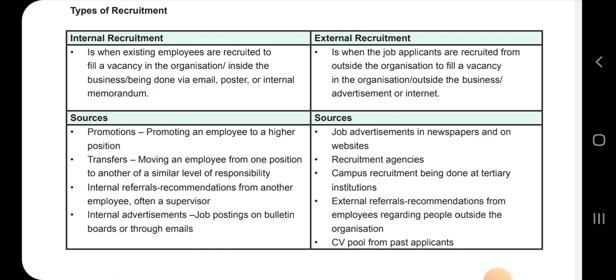Recruitment agencies, campus recruitment being done at tertiary institutions, external referrals, which are recommendations from employees regarding people outside the organization, and a CV pool from past applicants. So a CV pool is people who had previously applied. We just go back to them and see whom we can call.